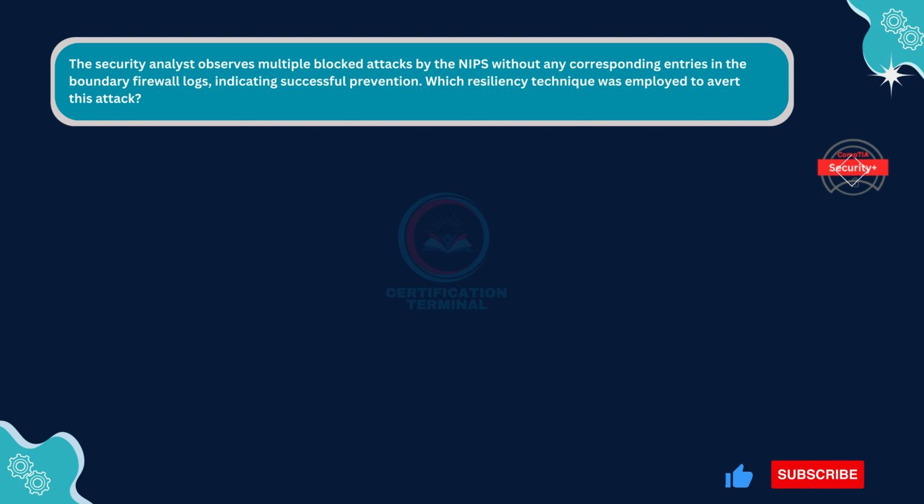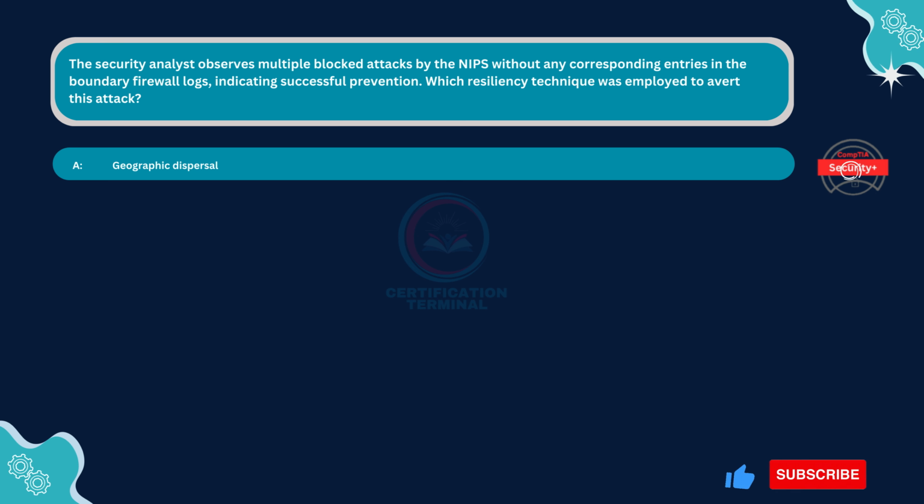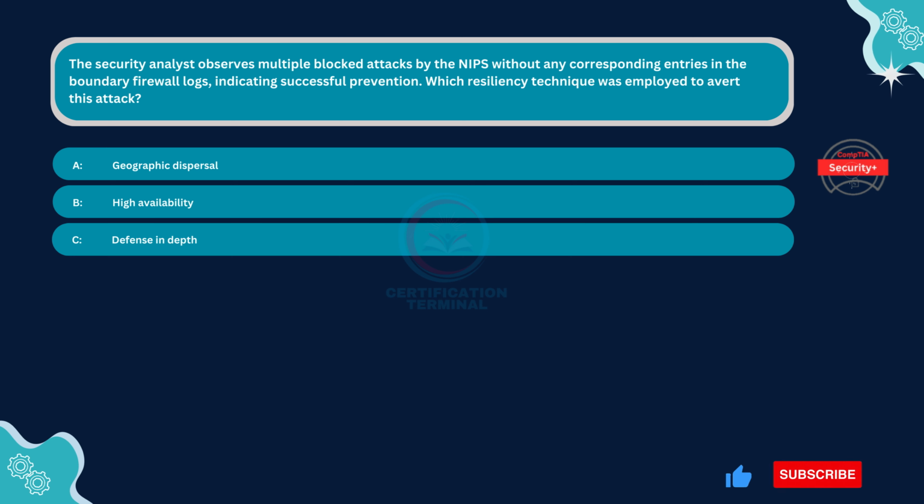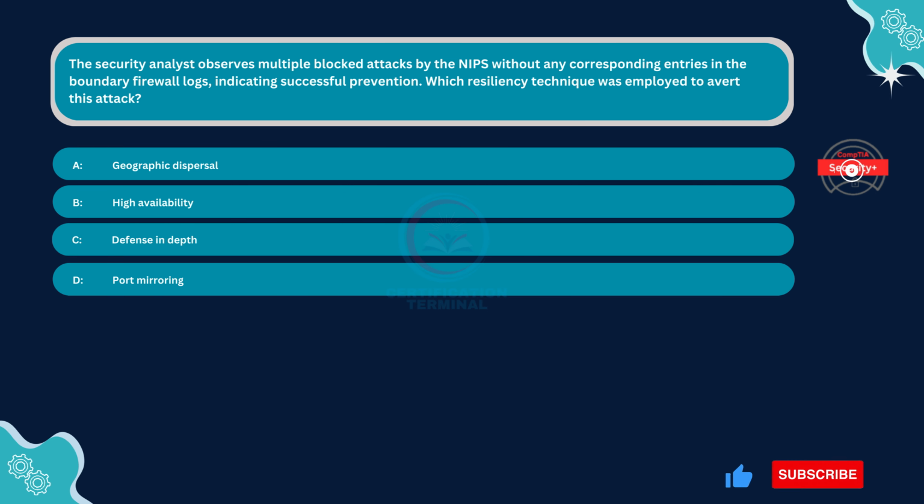Next question. The security analyst observes multiple blocked attacks by the NIPS without any corresponding entries in the boundary firewall logs, indicating successful prevention. Which resiliency technique was employed to avert this attack? Option A, geographic dispersal. Option B, high availability. Option C, defense in depth. Option D, port mirroring. The correct answer is Option C, defense in depth.